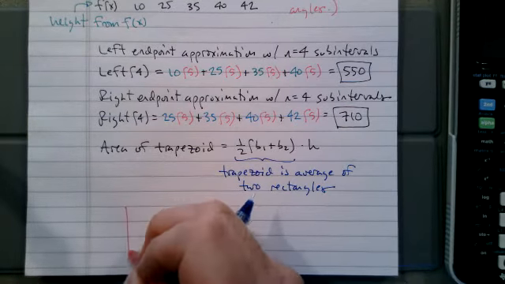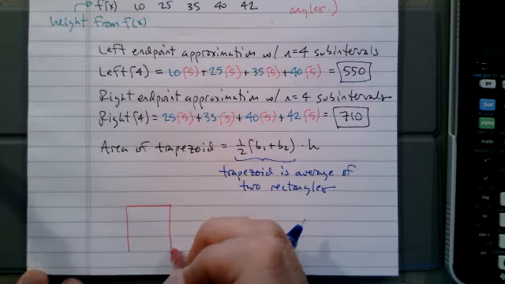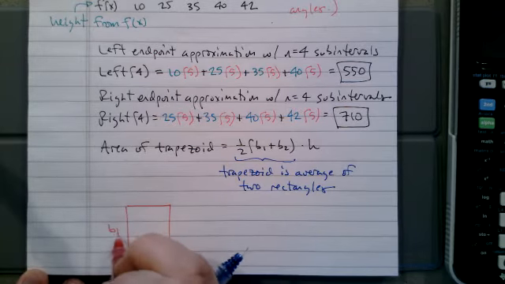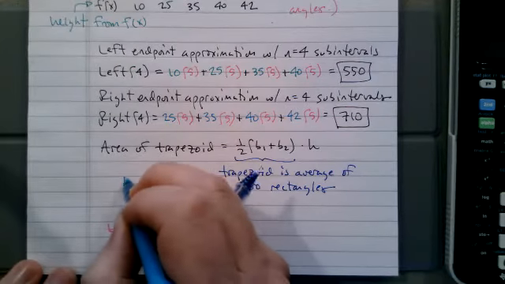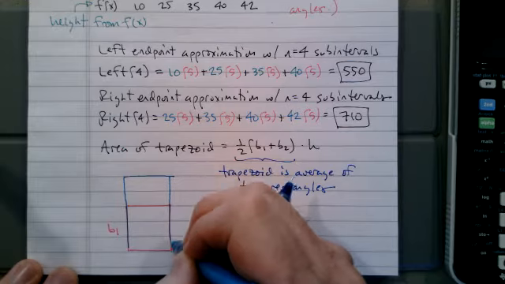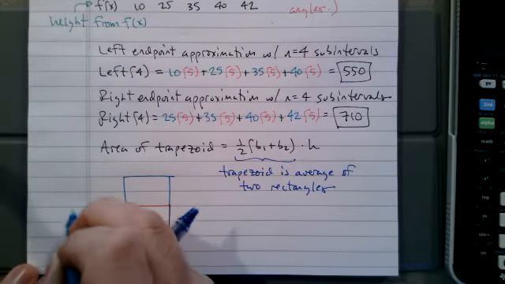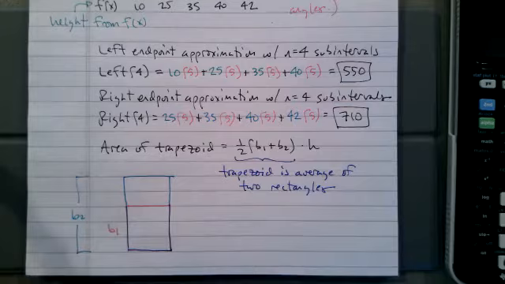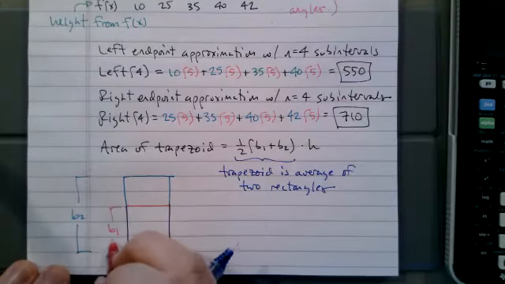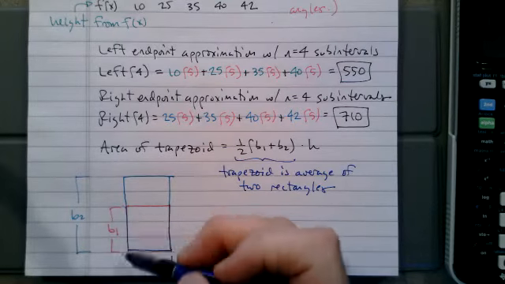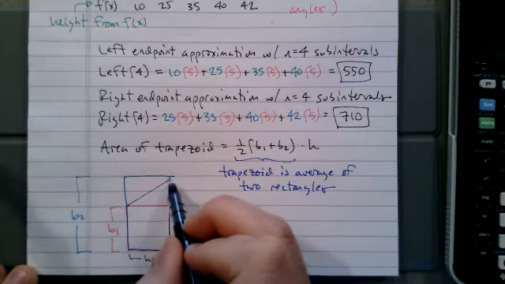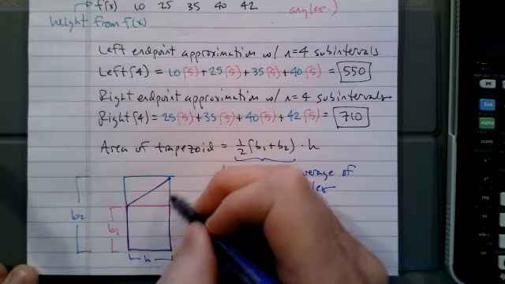If we have one rectangle with a base of B1, and another rectangle with a base of B2, and both have the same height, then to get the area of the trapezoid, we just find the average of base 1 and base 2, multiply that by the height.